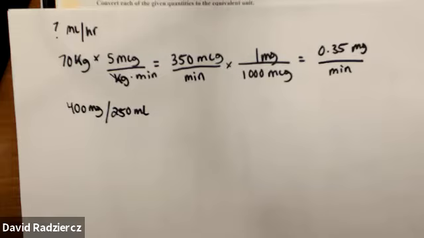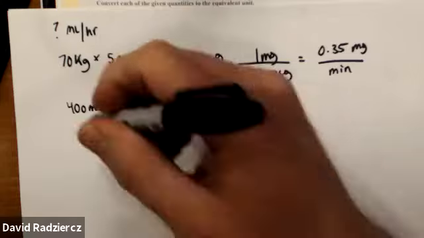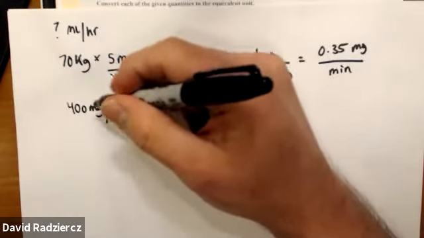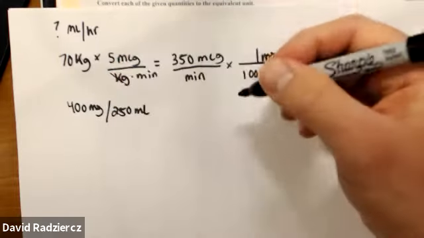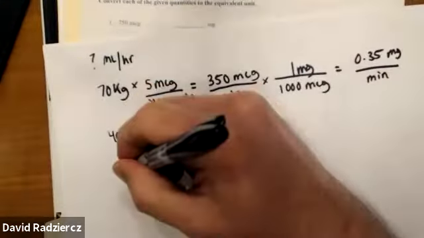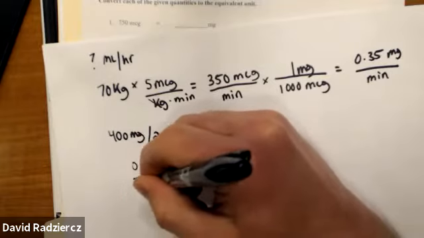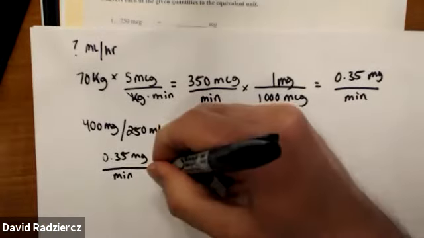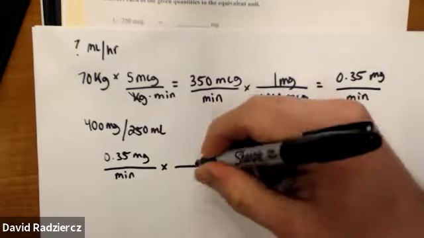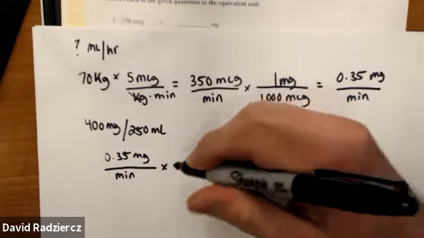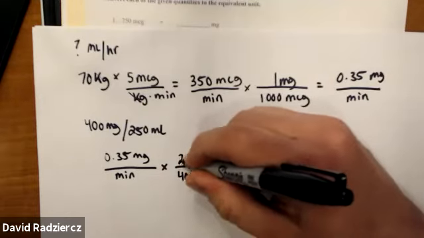Now, the next thing is when I'm calculating an infusion rate, really what I need to be able to do is go from milligrams per minute, which technically is a rate, to the milliliters per minute. And I just need a way to get there. And then this 400 milligrams and 250 milliliters helps me get there. So I'm going to take my 0.35 milligrams per minute. Don't forget that's there. And I'm going to multiply by my, I don't want milligrams, I want milliliters. So I'm going to put my 400 down here and my 250 up here.